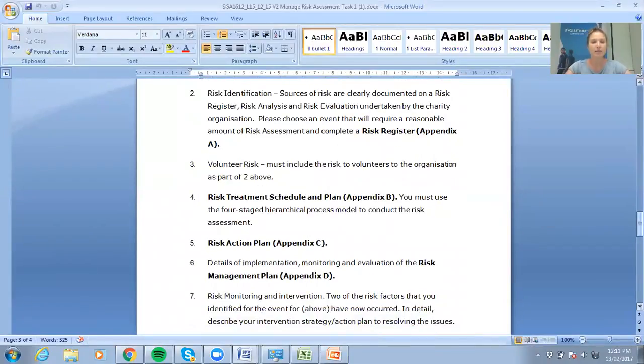Okay, next question, question 3 is volunteer risk. You must include the risks to the volunteer of the organisation as part of 2 above. So you've got to think about all the volunteers that will assist you in making this event possible, and what kind of risks are associated with them volunteering their time to work at this charity event for you.